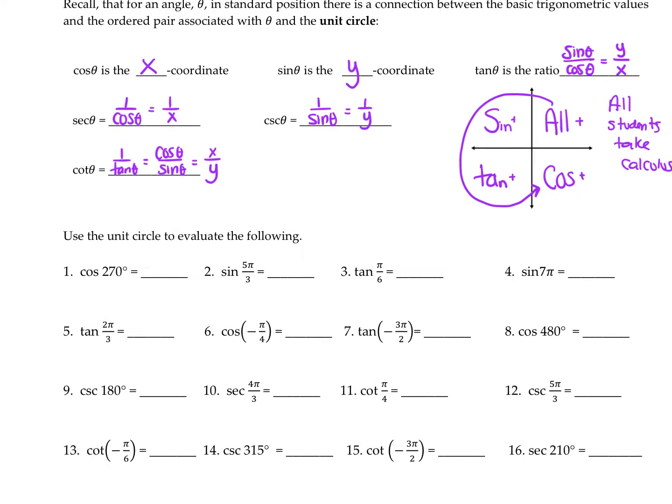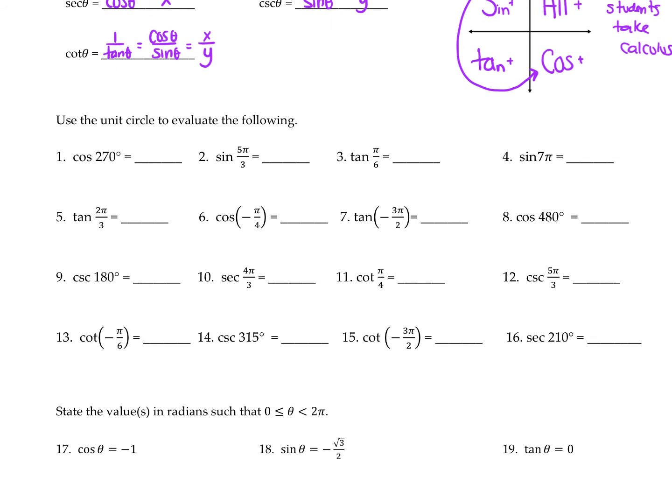All right, so in the second part, they want us to use the unit circle to evaluate the following. So cosine of 270. If I think about where 270 is, it's down here. The coordinate is (0, -1). If cosine is my x coordinate, that means cosine of 270 would be 0.